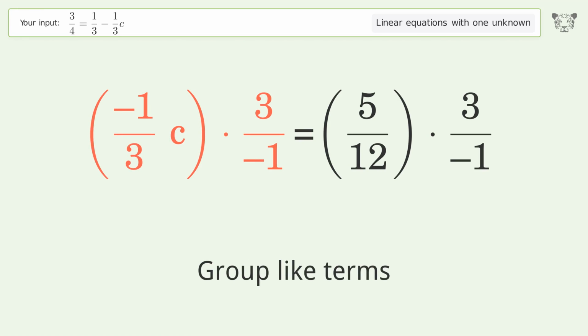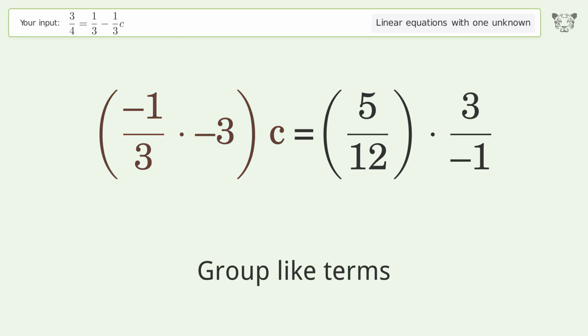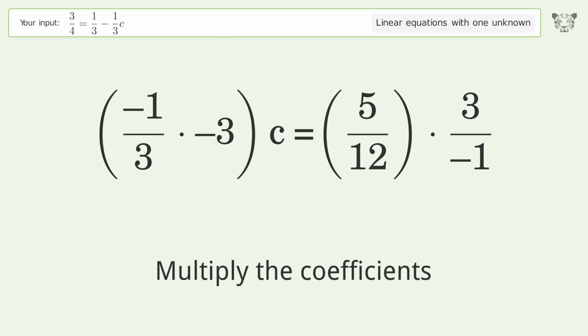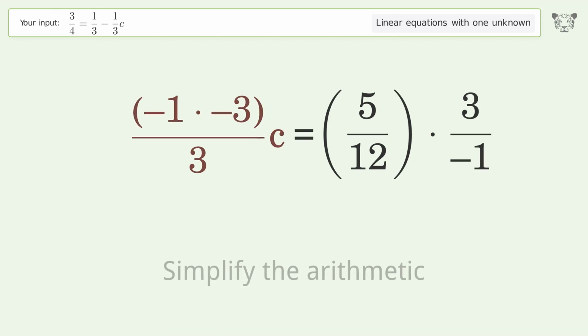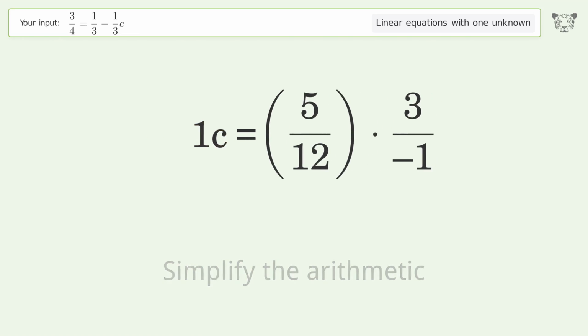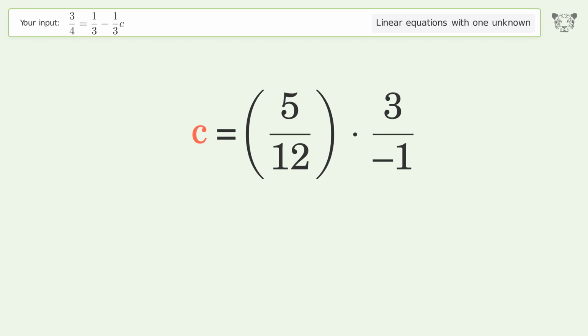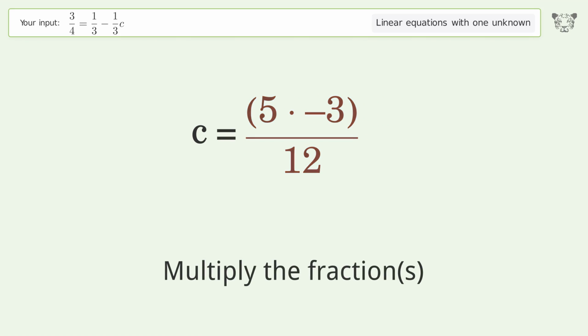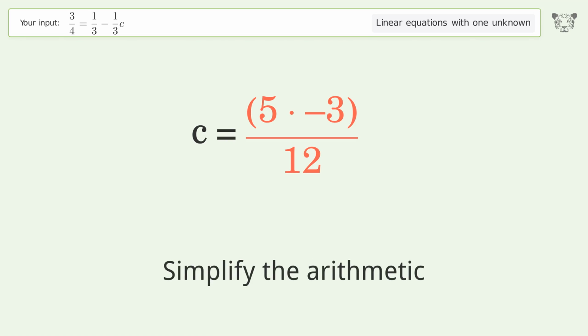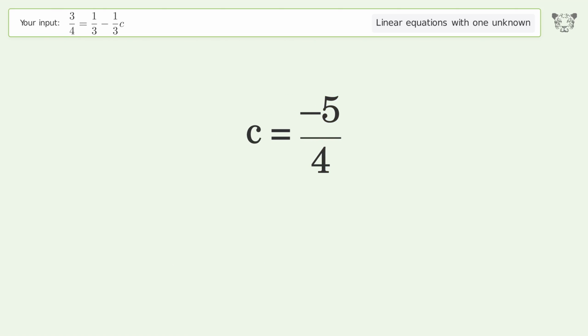Group like terms. Multiply the coefficients. Simplify the arithmetic. Multiply the fractions. Simplify the arithmetic. And so the final result is c equals -5/4.